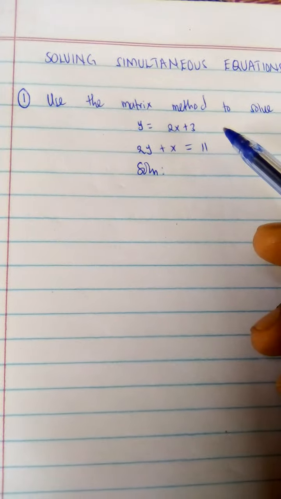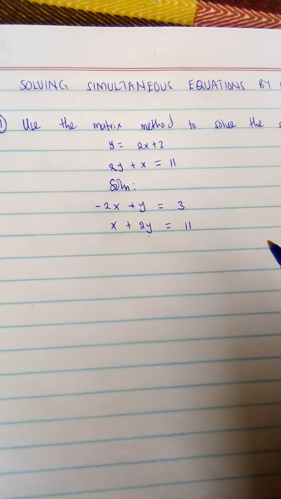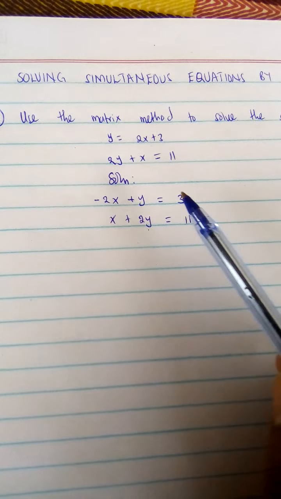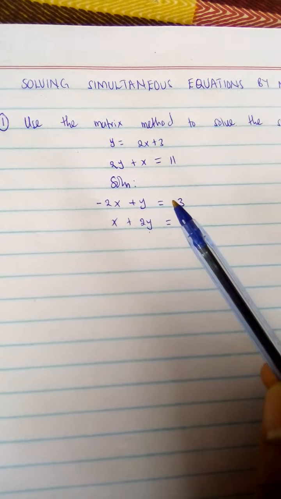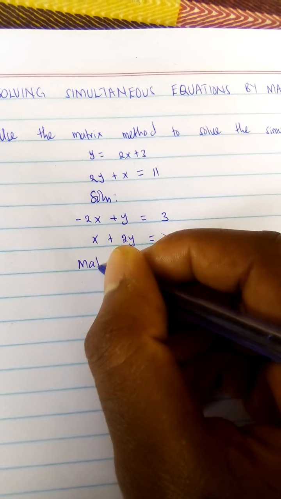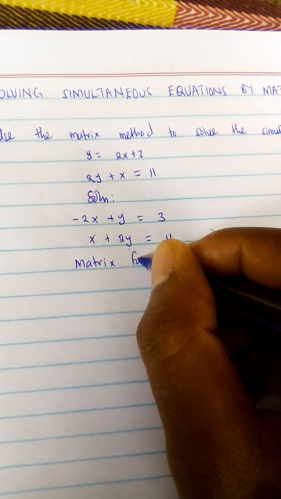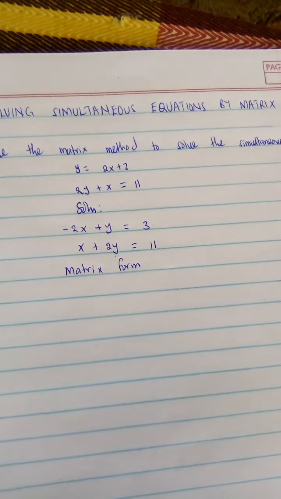In other words, if you begin here with x, make sure it is x that is beginning. If you begin here with y, make sure it is y that is beginning, so that you don't get alternate values, because if you alternate them, you're going to get the value of x for y and the y for x. After doing this rearrangement, we can arrange them in matrix form now.